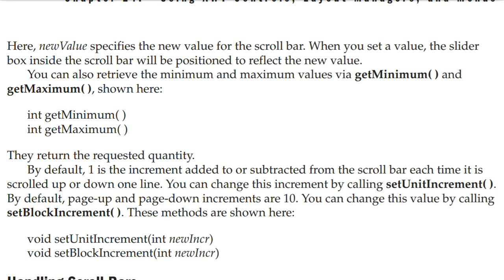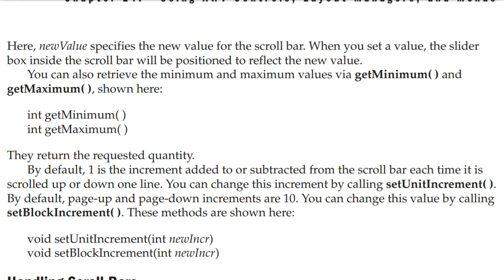When you set a value, the slider box inside the scroll bar will be positioned to reflect the new value. You can also retrieve the maximum and minimum values via the getMinimum and getMaximum methods shown here. int getMinimum(), int getMaximum(). They return the requested quantity.